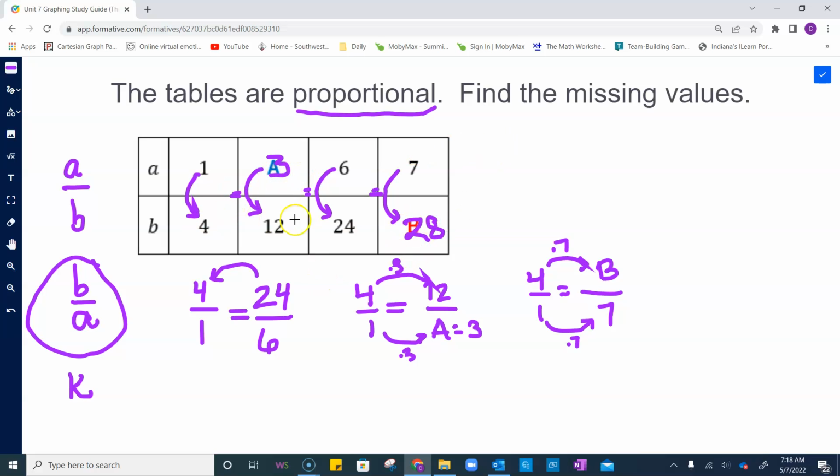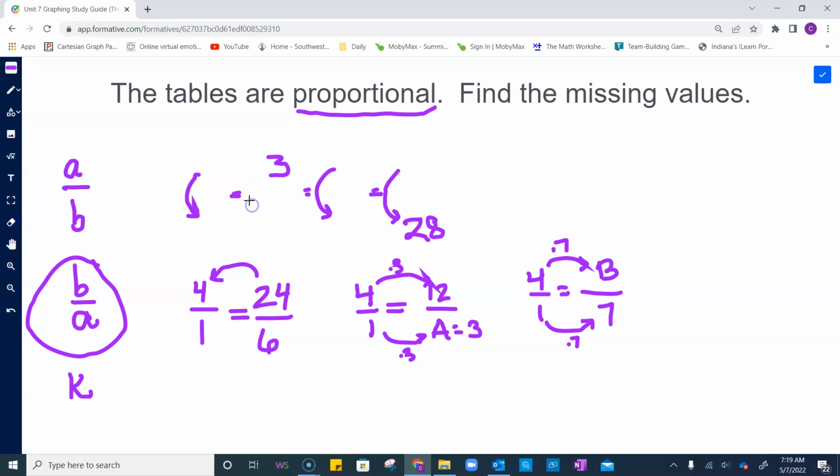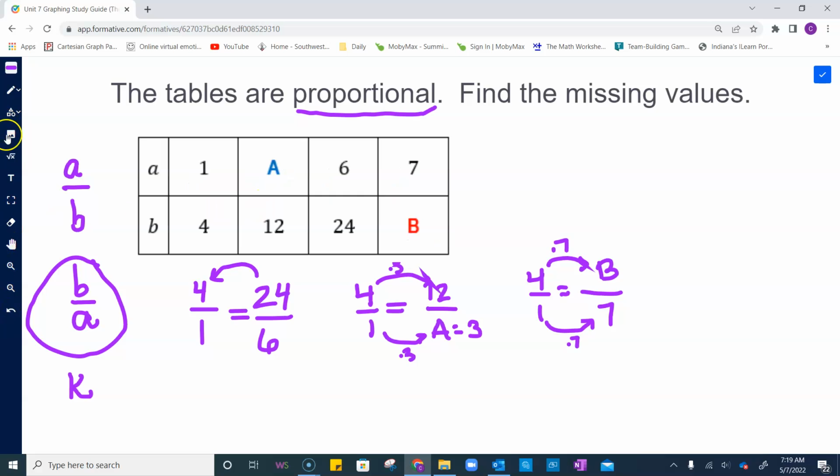Again, some of you may not have thought of it that way. You could multiply by 4. In this case, we would divide that table by 4, because I'm going backwards. So I divide 12 by 4 to get my 3. And then this one I'm going forward, so I would times 7 by 4 to get my 28. So again, there's multiple ways to find your answers. Those are just two ways that I see students do this problem.